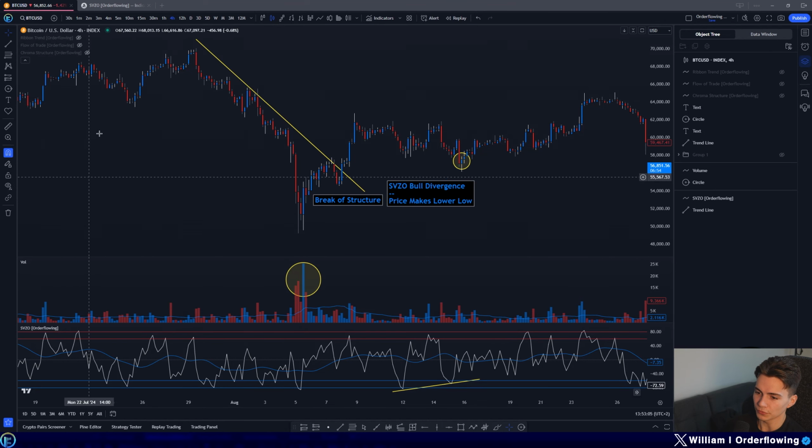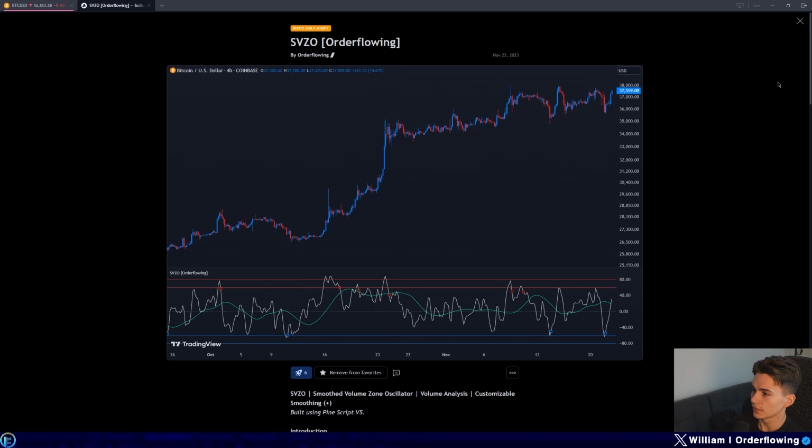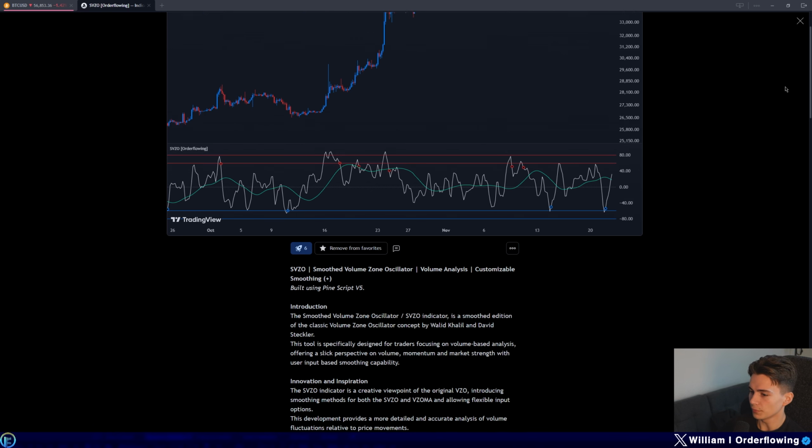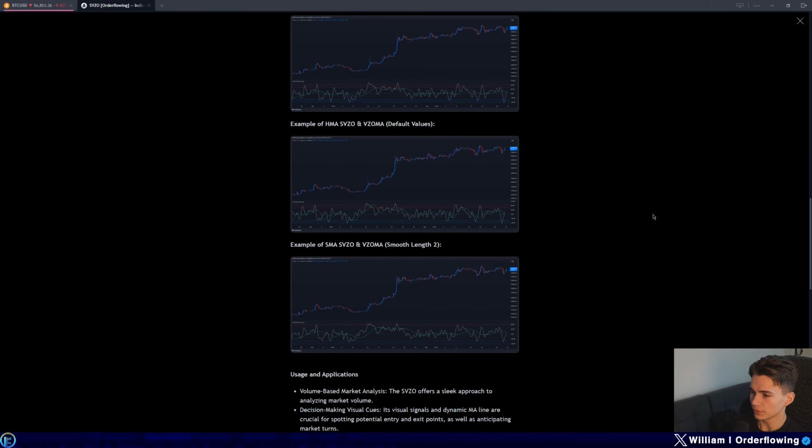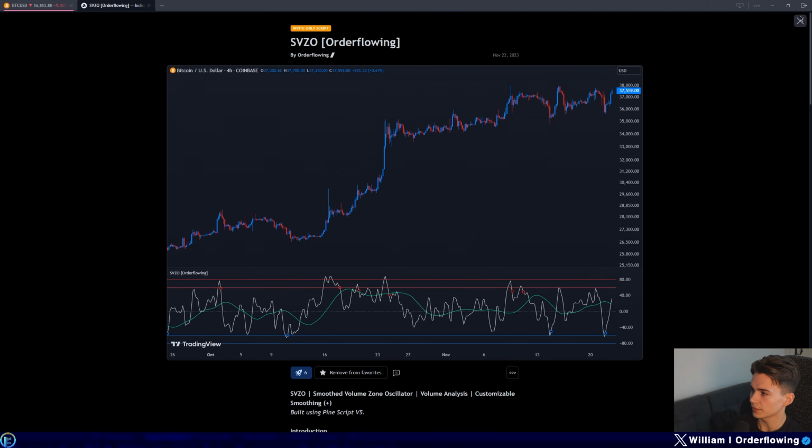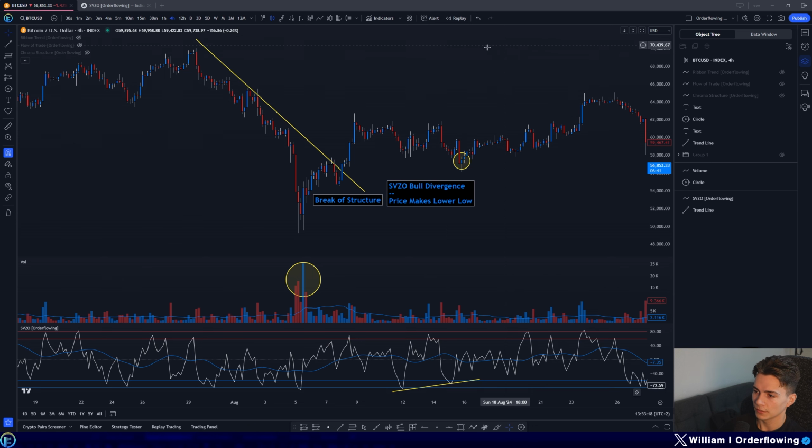Today I'll be showing you the SVZO indicator as seen here on TradingView. If you want to read more about it, you can do so here and also on the article about it. Alright, let's get into it. So the SVZO is down here because it's an oscillator type indicator. It's based on volume, so you can use it to identify changes in the momentum based on the volume.